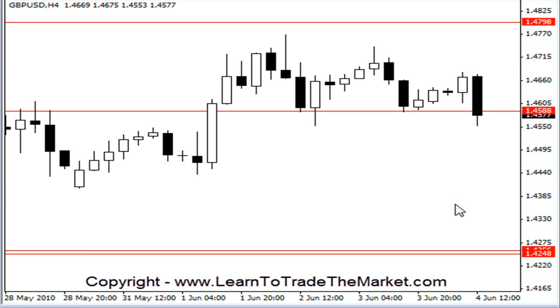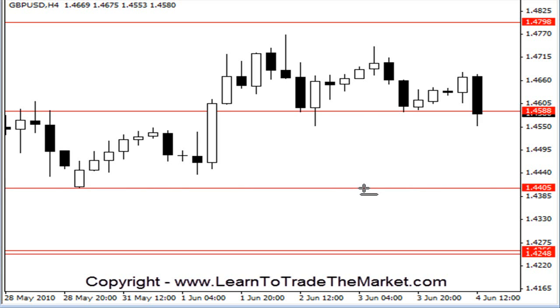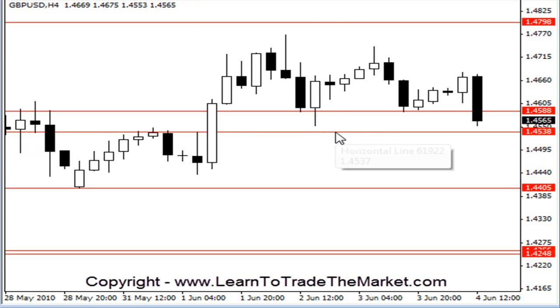Pretty bearish at this point, still below that level there at 145.88. My target on the trade is down towards this area at 144.05. Quite a significant way away at this point, but once we get down towards this area here, I'll probably look to trail the stop or possibly lock in depending on what the price action does.